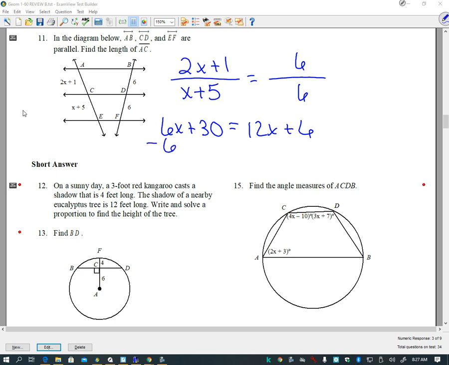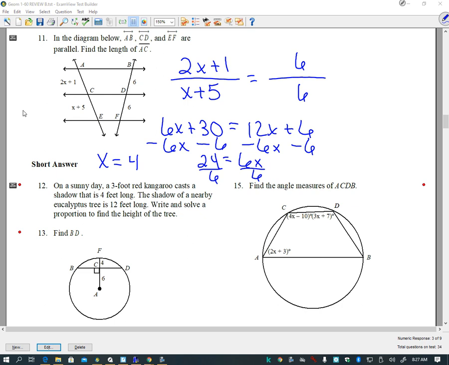I would subtract 6x, okay, and I would subtract 6. 30 minus 6 is 24. 12x minus 6x is 6x. Divide by 6. Divide by 6. And we find that x is equal to 4.